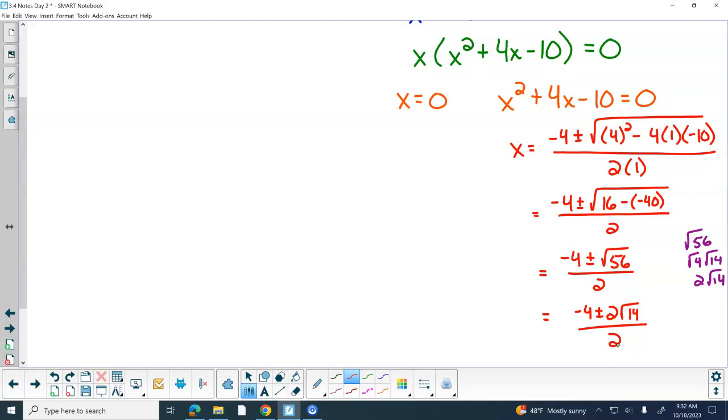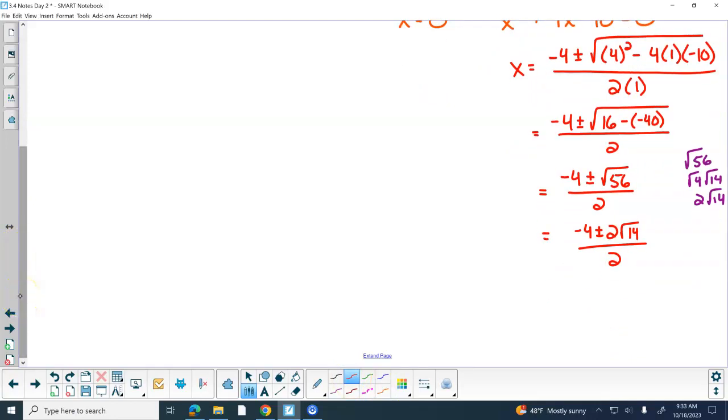Outside numbers are the only ones that I can look at. Negative 4, 2, and 2. Is there a common factor that goes into all 3 of them? Into negative 4, 2, and 2. 2 goes into all of them, right? So what is negative 4 divided by 2? Negative 2. 2 divided by 2, 1. And 2 divided by 2 is 1. So we get x equals that.